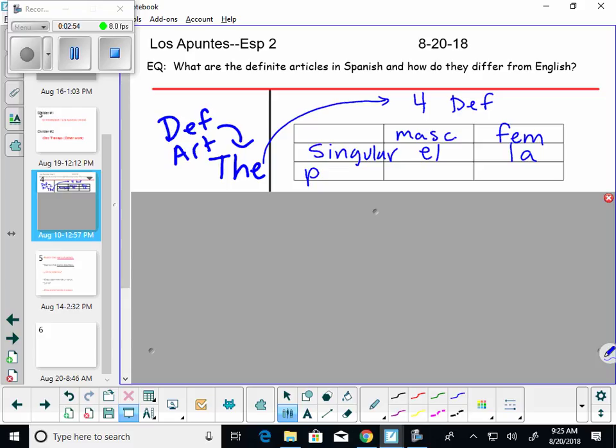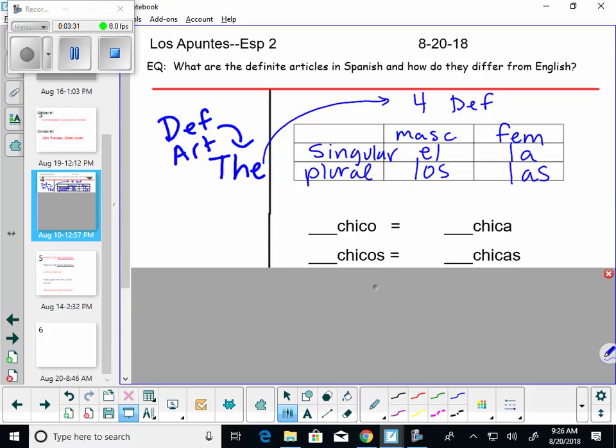And then if we have singular, that means we have to have plural también. What's the plural form of el? Los. Yay! What's the feminine form? Las, okay? So all four of these words, el, la, los, and las, they all mean the. And it matters which one you pick. If you pick the wrong one, then you will be wrong. So yeah, el, la, los, and las are the four definite articles.